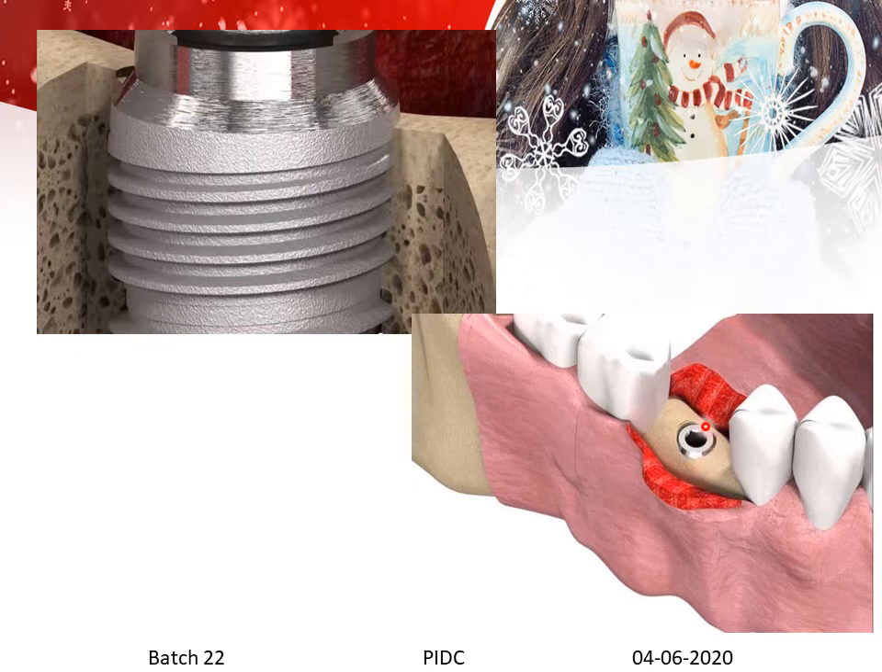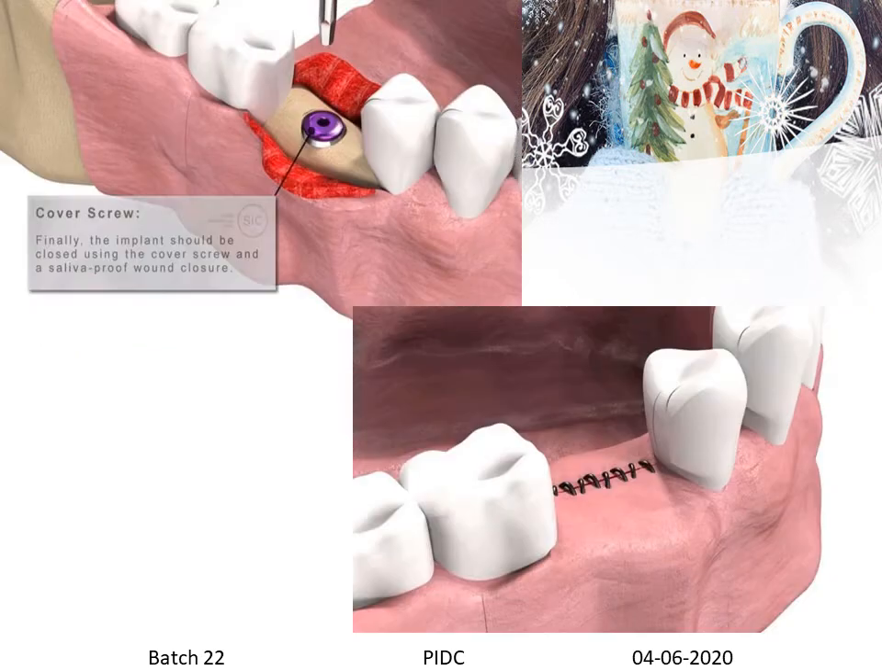So you can see the implant which is being placed, after which the implant should be covered using a cover screw like this, so that it becomes a little safety for it, and then close it so that it doesn't allow any saliva or other particles to reach inside it.